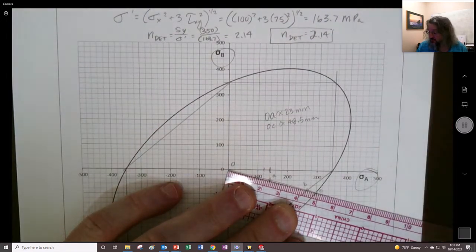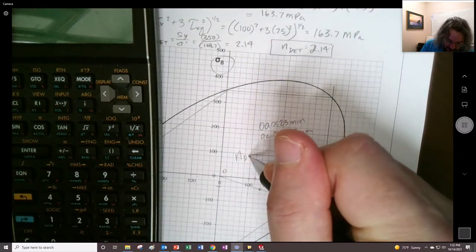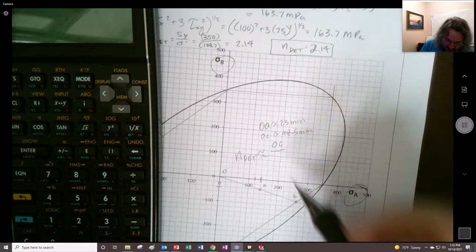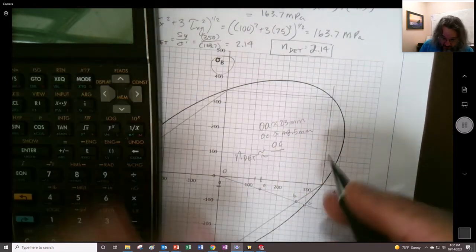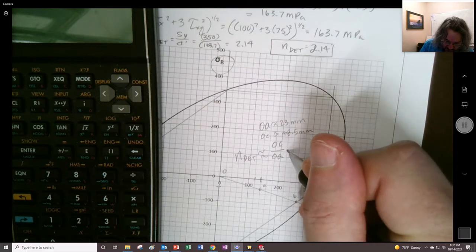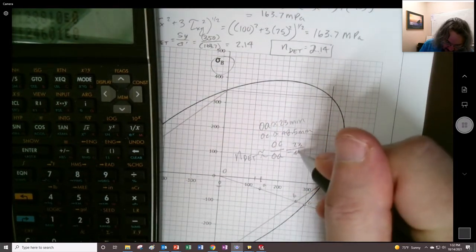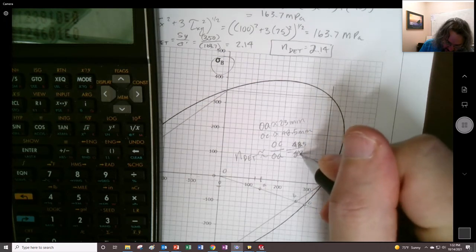Incremental millimeters is a little intense. So we say that the distortion energy theory, by way of graphical analysis, is OC, this length, divided by this length right there, OA. So we get 23 divided by 48. Nope, 48.5. Sorry, 48.5 divided by 23.